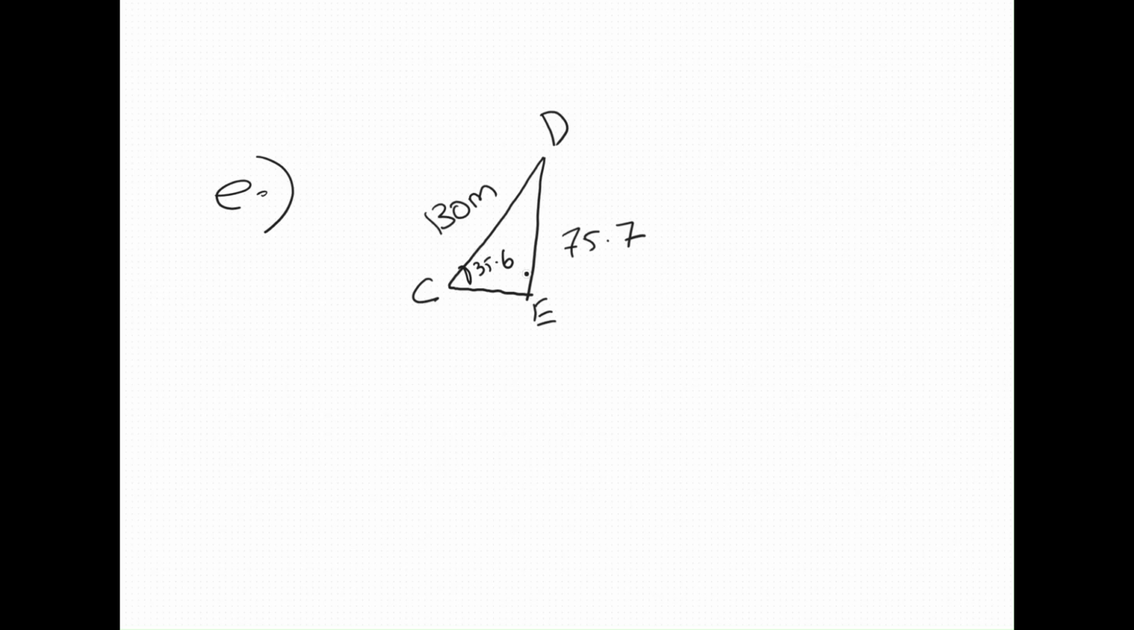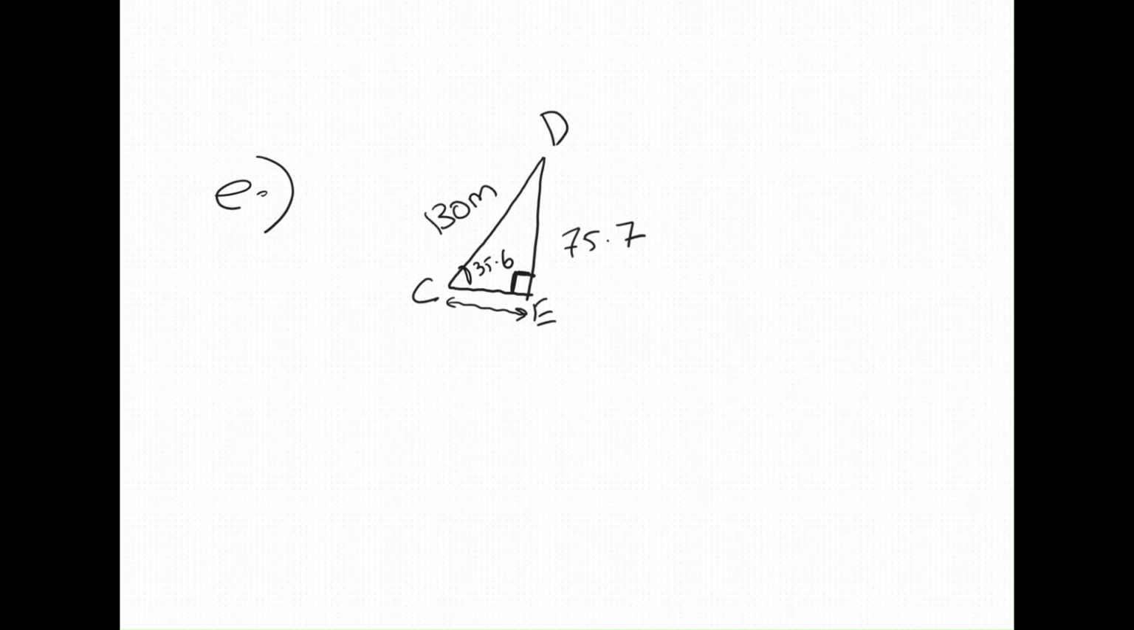And so we can draw a triangle here just to make it clearer. This would be C, this would be E, and this would be D. We've worked out DE is approximately 75.7 meters, and we know that CD is 130 meters. We know that this angle is 35.6 and this is 90. So what we need to work out is C to E.